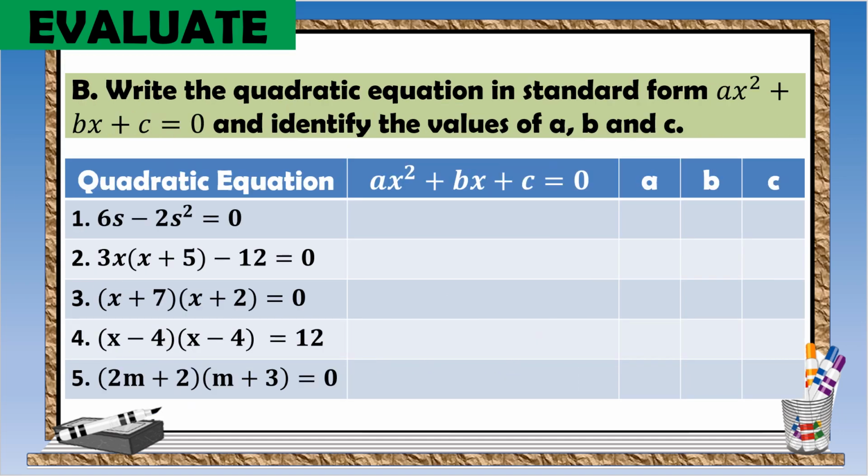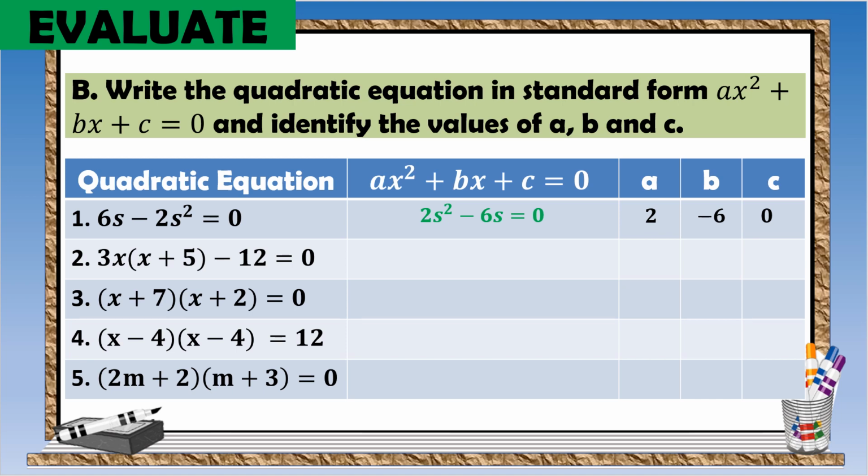Okay, next we have to rewrite the quadratic equation in standard form ax squared plus bx plus c equals 0 and identify the values of a, b, and c. You can pause this video if you can do it alone. So for number 1, we have 6s minus 2s squared equals 0. The standard form is 2s squared minus 6s equals 0. A is 2, b is negative 6, and c is 0, since we do not have a constant value in the quadratic equation.